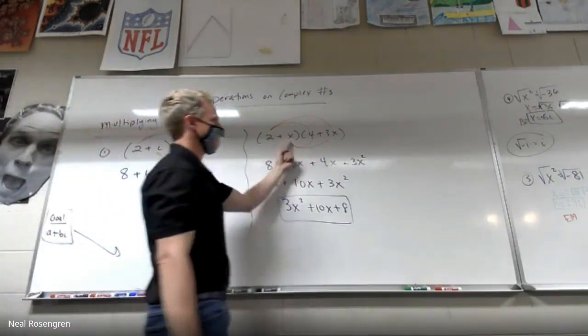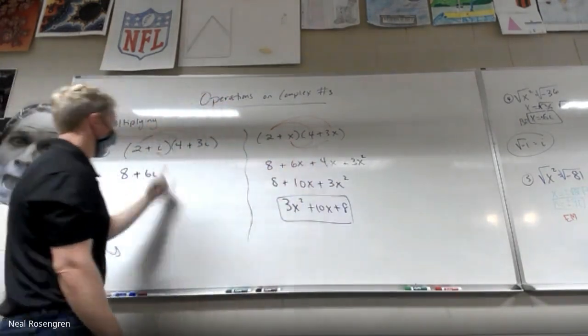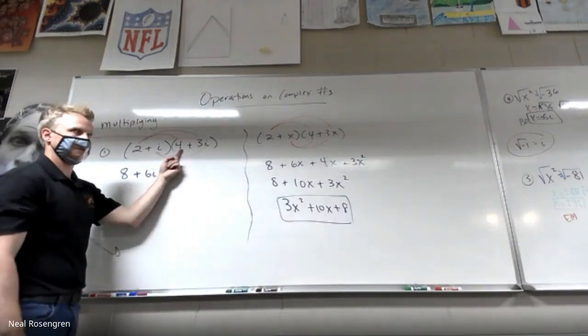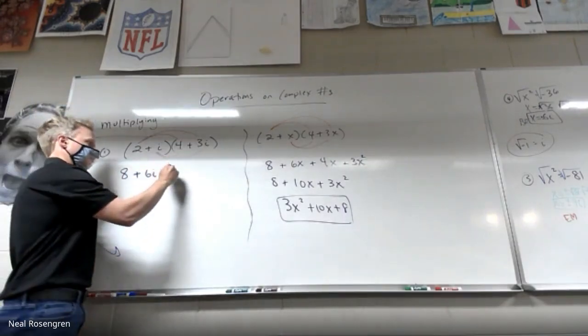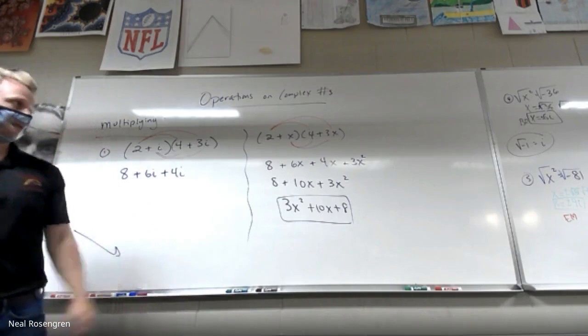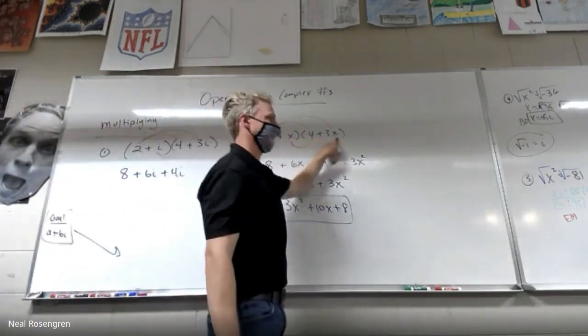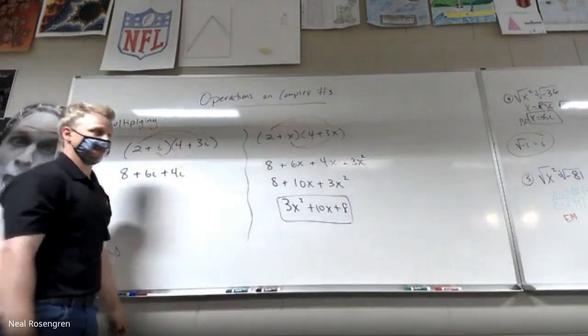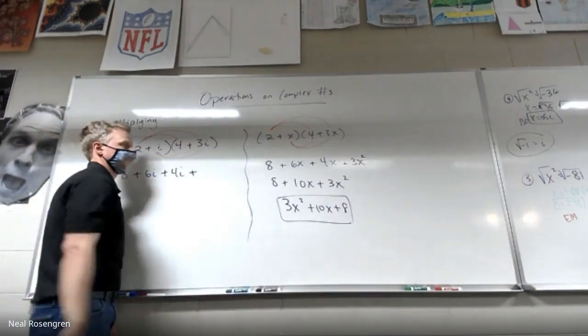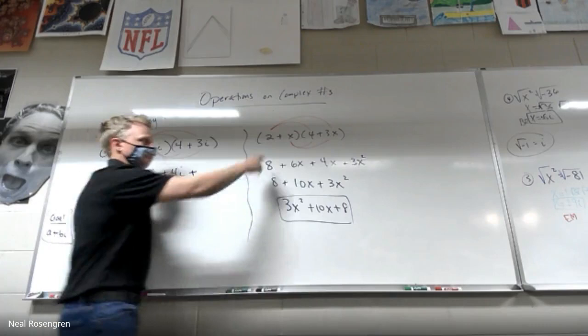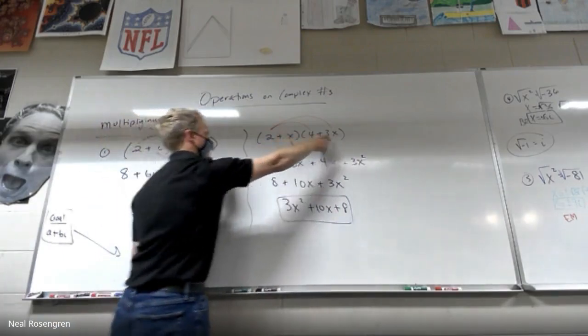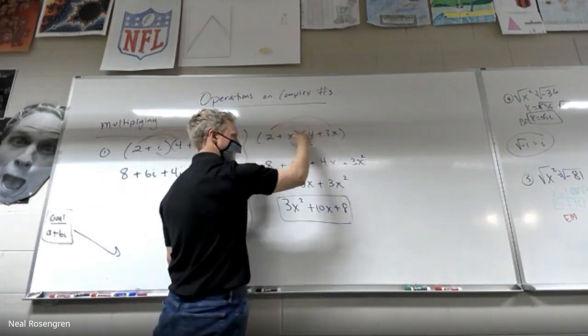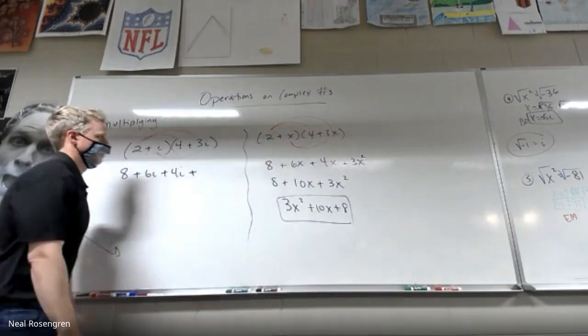Okay. X times 4 was 4x. So what's i times 4? 4i. X times 3x was 3x squared. So what's i times 3i? Numbers with numbers, x's with x's. 1 times 3 was 3. X times x was x squared. 3i squared.